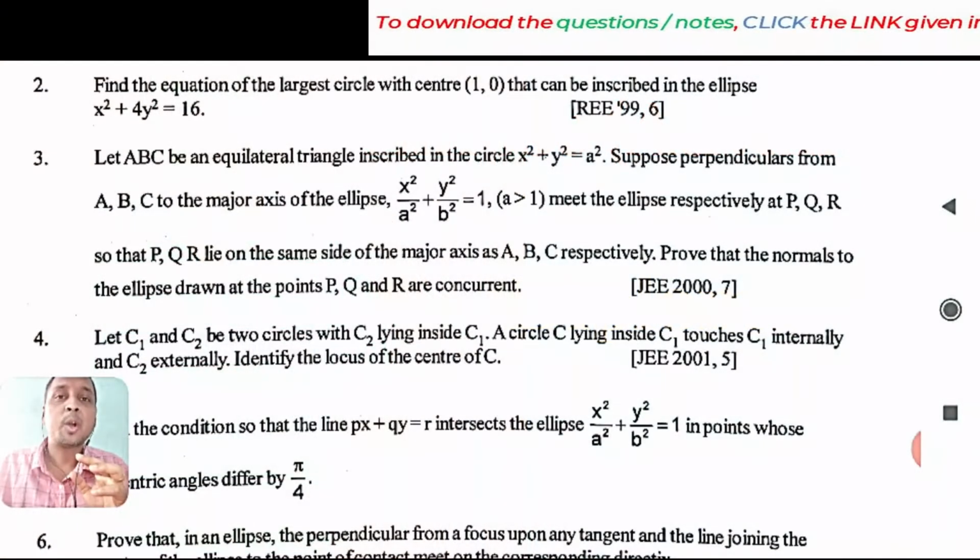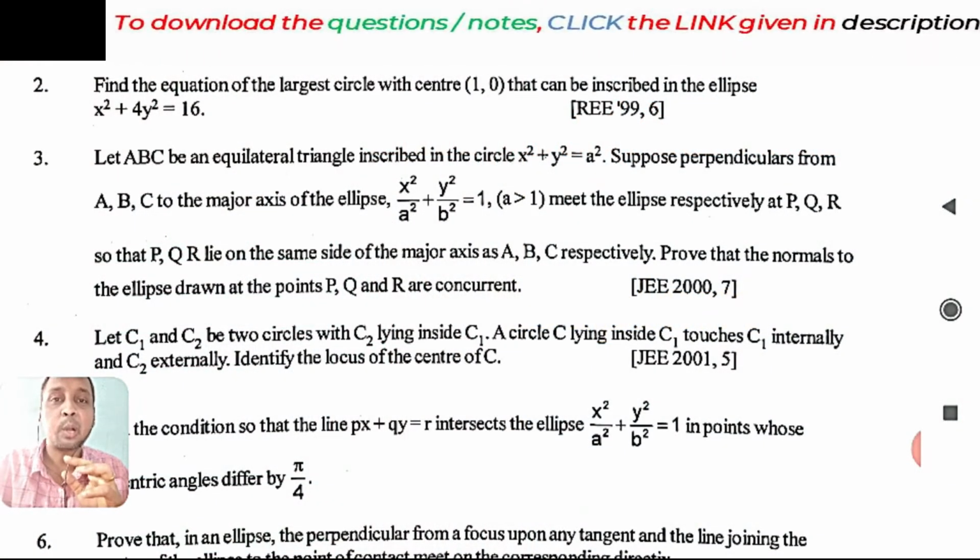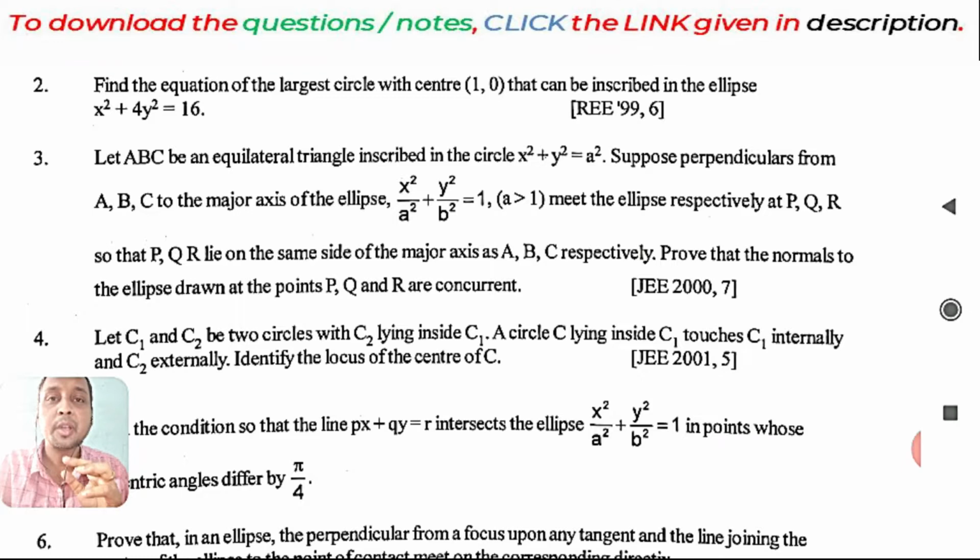Okay students, welcome you all to this new lecture in advanced level, where we are solving previous year IIT JEE questions on ellipse. So today we will be solving 3 questions, question number 2, 3 and 4. Okay, then let's try to solve these questions.